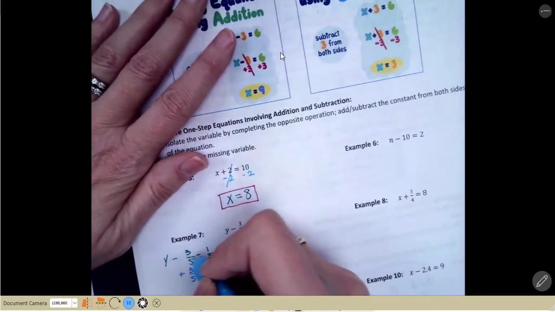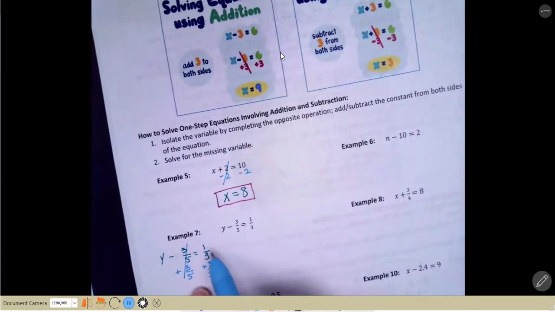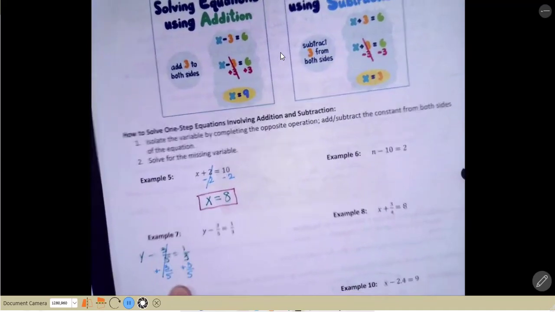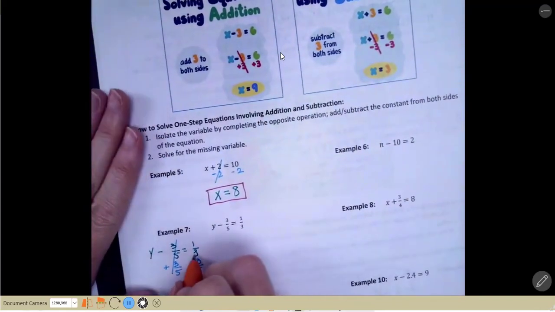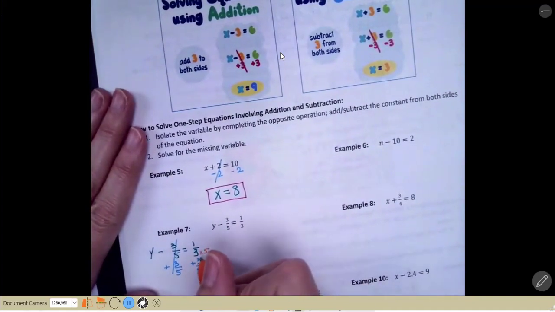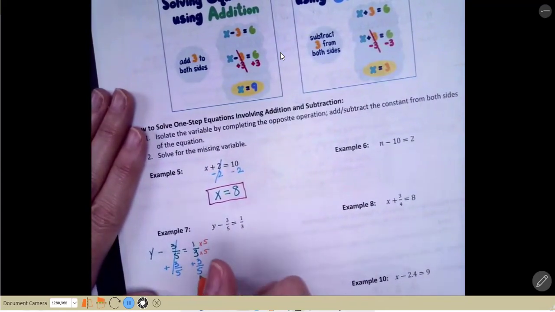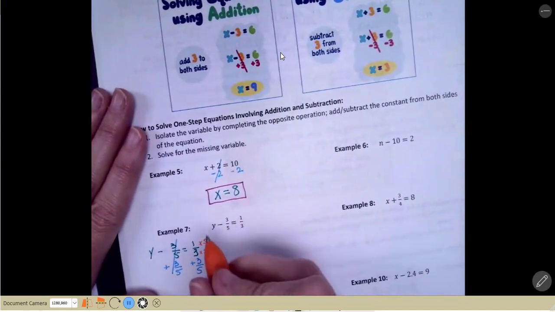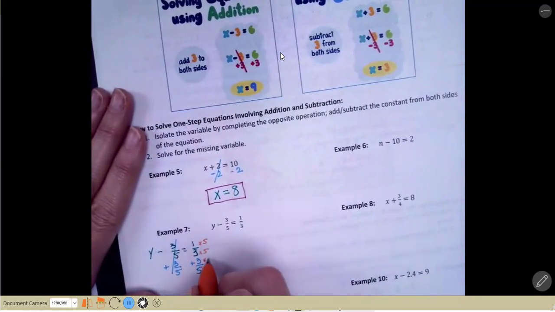Okay. Negative 3/5 plus 3/5 cancels out. All right. So now we have to add 1/3 and 3/5. So when you do this, you have to find a common denominator, which is 15. To make the 3 a 15, I have to multiply by 5. If I multiply the 3 by 5, I have to multiply the 1 by 5. To make the 5 on the other fraction a 15, I have to multiply by 3. If I multiply the denominator by 3, I have to multiply my numerator by 3.